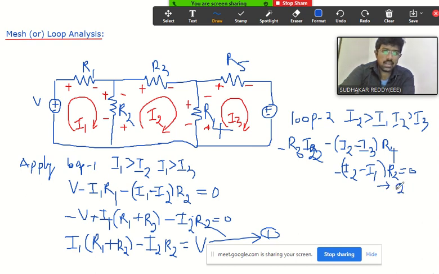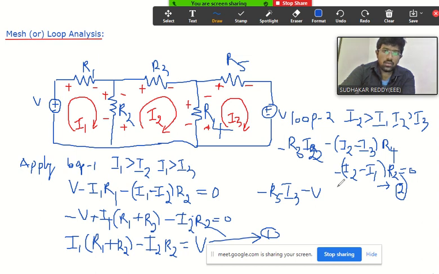In the second equation, we are getting I1, I2 and I3. And similarly, write the third equation. So what about the third equation? Minus R5 into I3. Yes or no? Now what about this V? We are moving clockwise and going from plus to minus, so it is minus V.